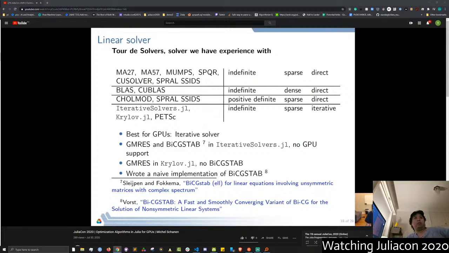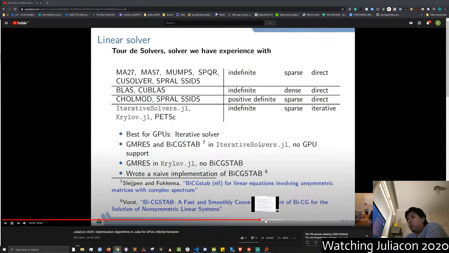Then we want to go to iterative solvers. So we have the two packages, IterativeSolvers and Krylov.jl. Krylov.jl works on the GPU. So you just stick in a CUDA vector, and you can just run your GMRES on the GPU. Unfortunately, it does not have a BiCGSTAB implementation. IterativeSolvers, unfortunately, you cannot just stick in a CUDA vector, at least for the BiCGSTAB implementation.